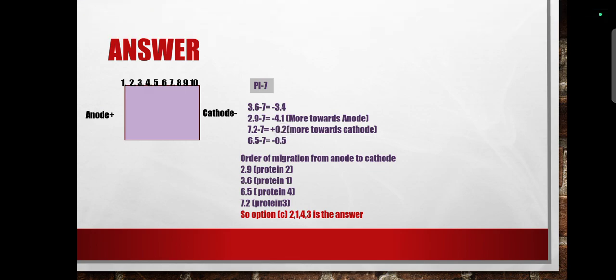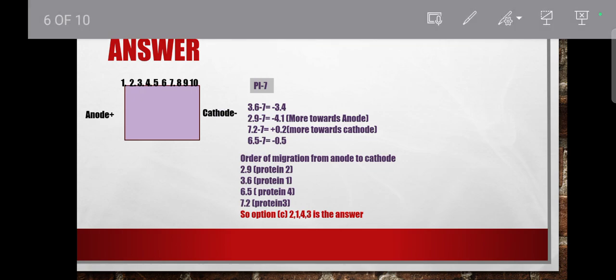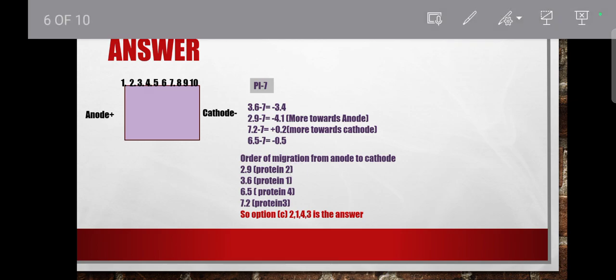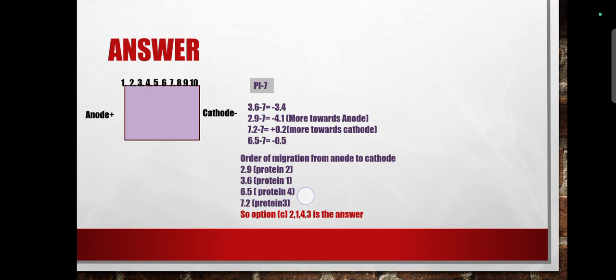Plus 0.2 is more positive, so it will migrate more towards the cathode, meaning the negative terminal. So what will be the order of migration? Protein 2 will be closer to the anode, followed by protein 1, protein 4, protein 3. So the correct option is C, meaning the order is 2, 1, 4, 3. This is the correct answer.